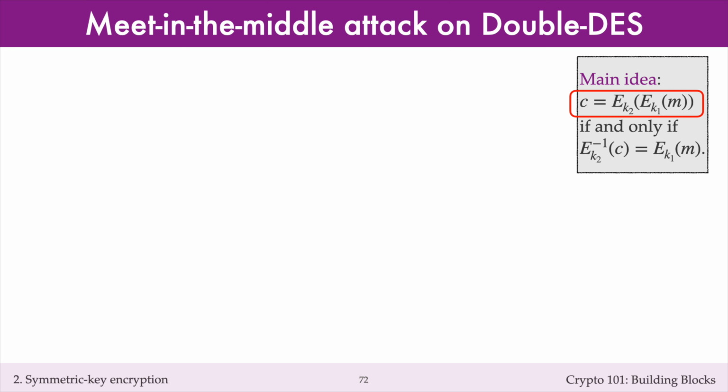Recall that double DES encryption can be described by this equation, where E denotes the single DES encryption operation. Applying E_K2 inverse to both sides of the equation gives us this equivalent equation. This equation states that if you encrypt M with single DES and key K1, you get the same block as if you were to decrypt C with single DES and key K2.